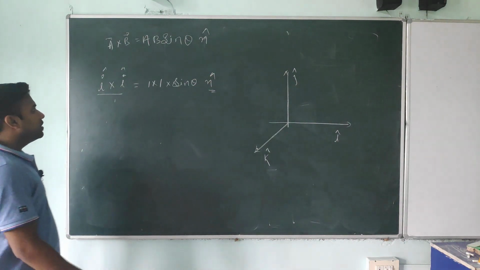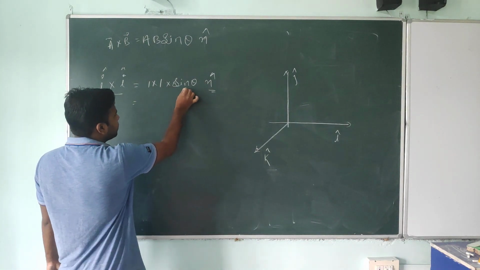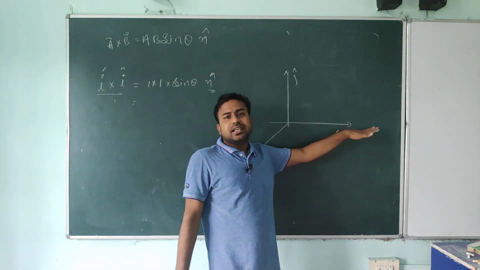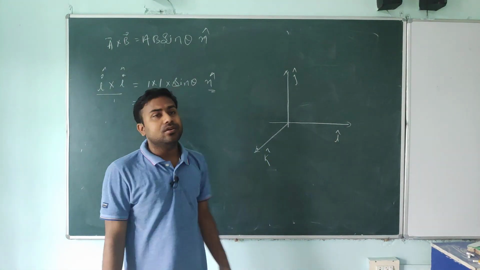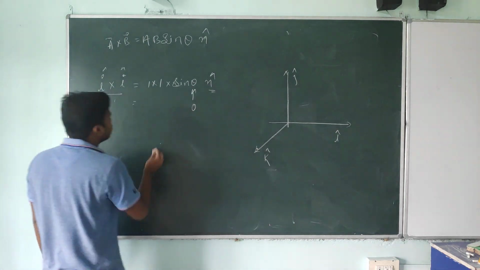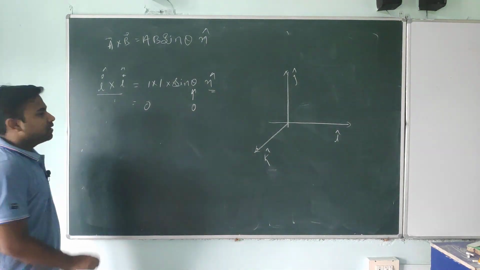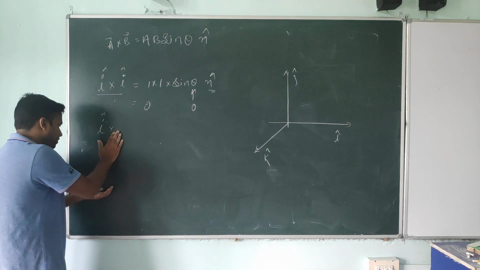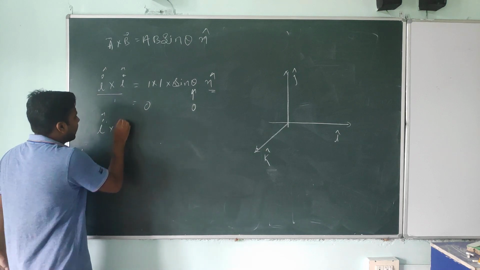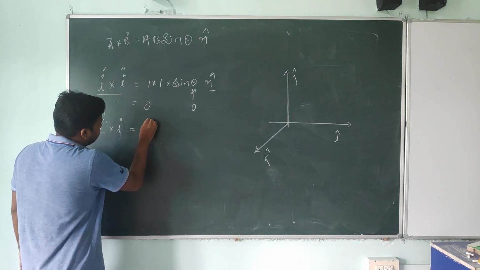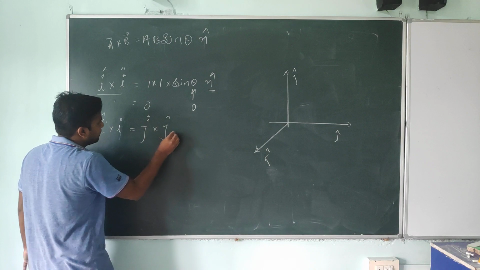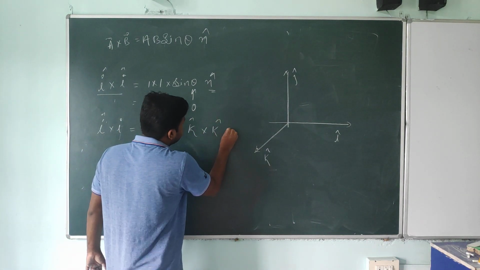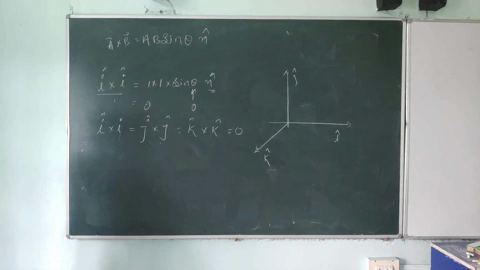But look at this, 1 cross 1 sin theta. If one vector is in this direction and another is in the same direction, it means the angle between the two vectors is 0. It means this quantity is 0. 0 into something is 0. It means you can say here I cross I, J cross J, K cross K is equal to 0. Is it or not? Very good.